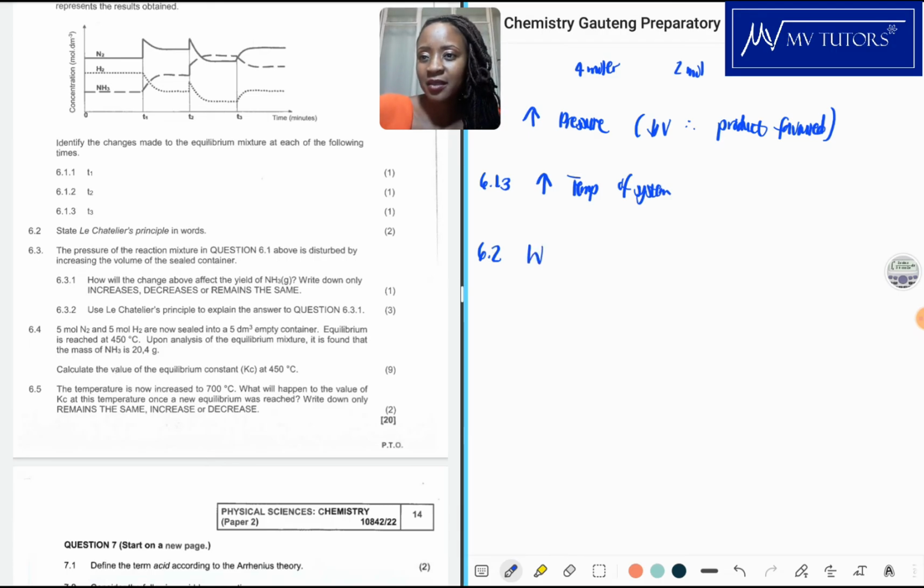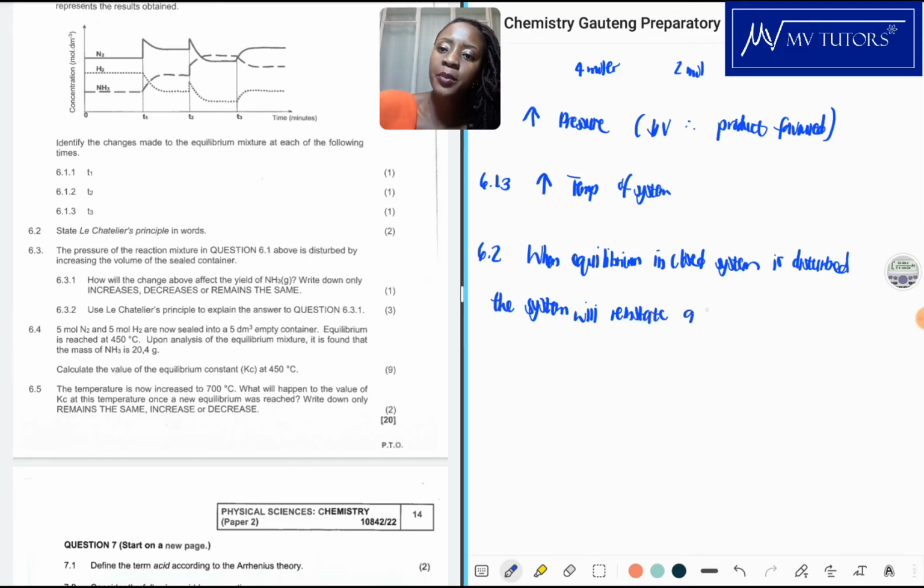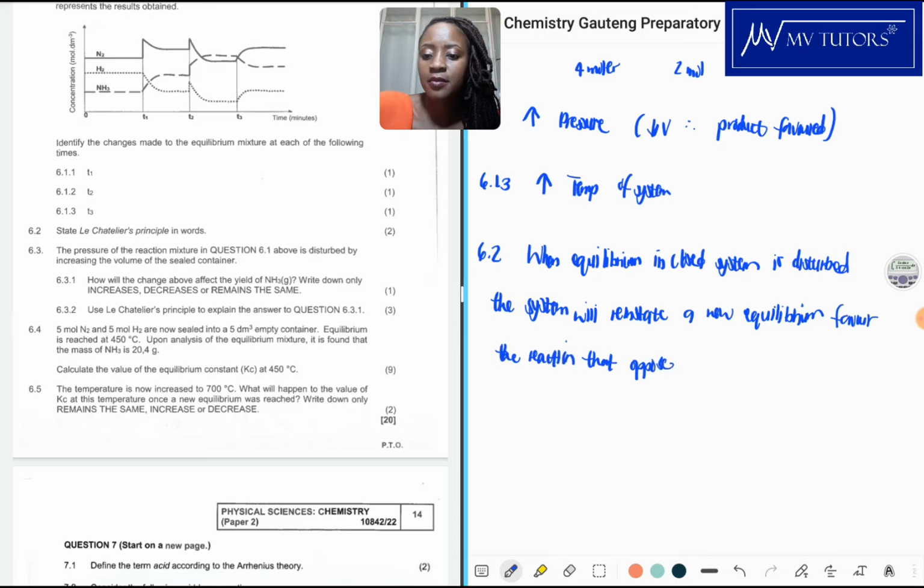So basically, when equilibrium in a closed system is disturbed, the system will reinstate a new equilibrium, okay, which will favor the reaction that opposes the disturbance.